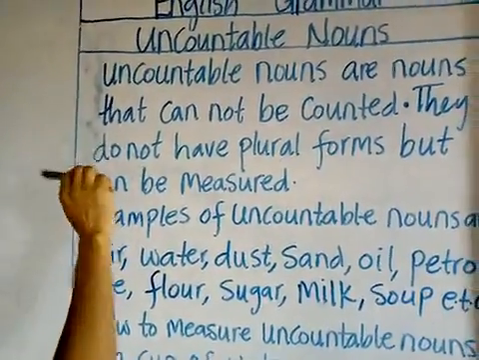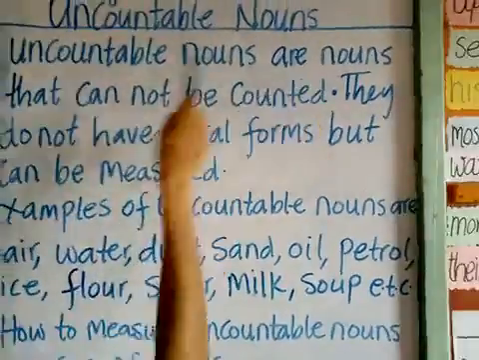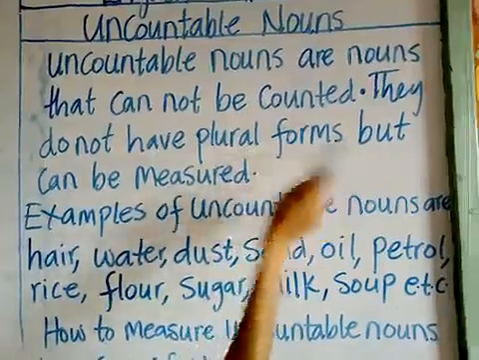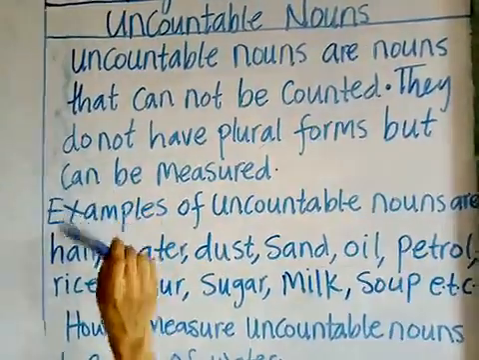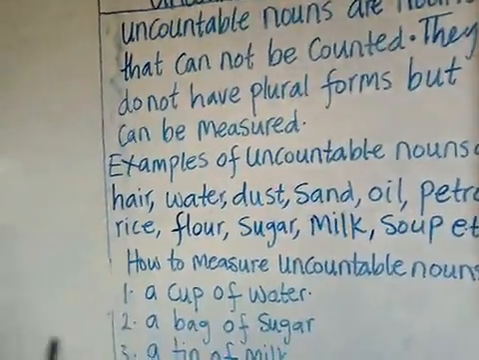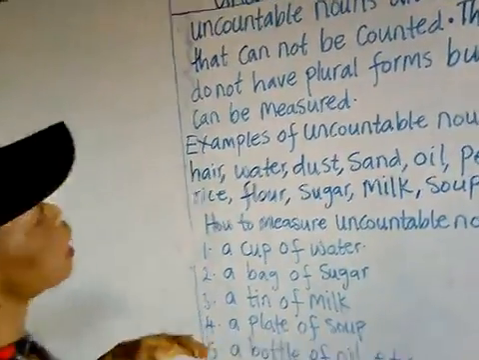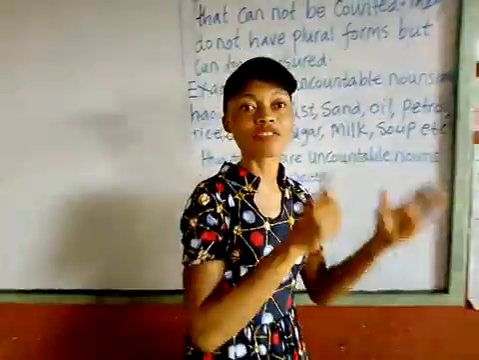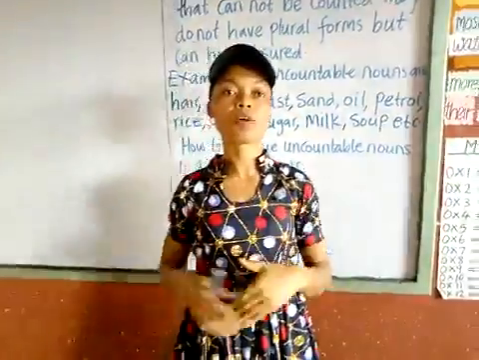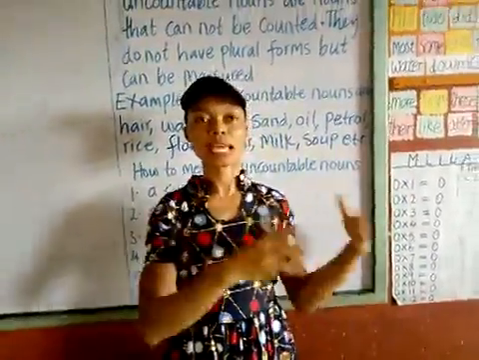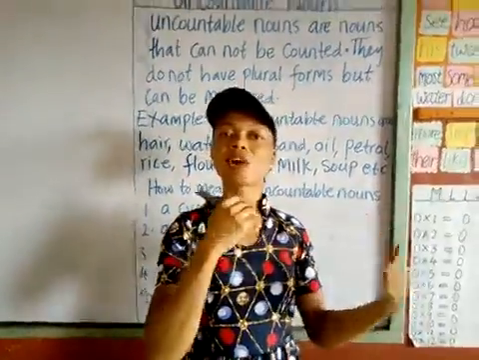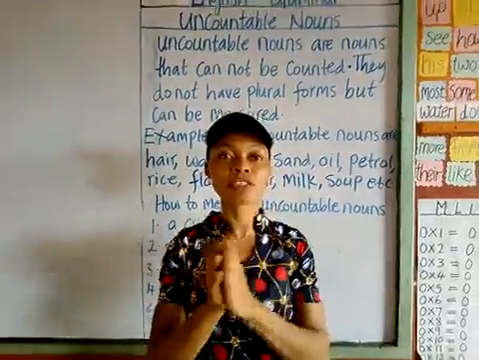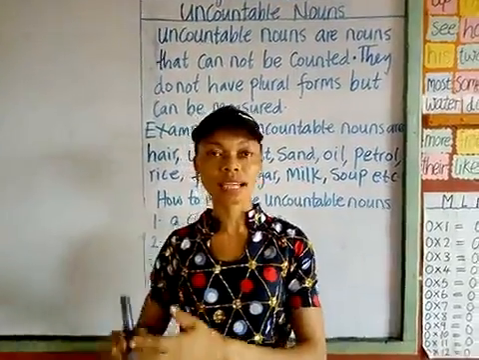So what is an uncountable noun? Uncountable nouns are nouns that cannot be counted. They do not have plural forms but can be measured. They do not have plural form but they can be what? Measured. In countable nouns, I told you that you have plural form. You have singular and plural countable nouns like bag, bags, plate, plates, and so on. But in uncountable nouns, we don't have plural form, but they can be measured in quantity or in size, alright?